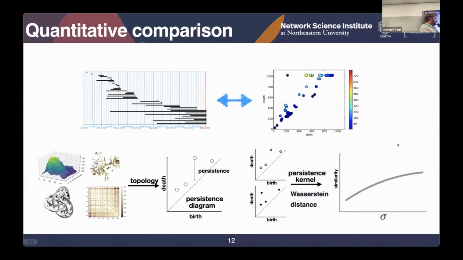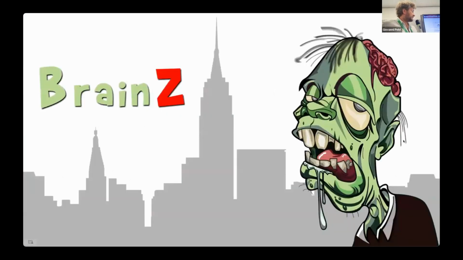You end up with something that looks like a persistence diagram. You measure distances, you can have kernel similarities that depend on parameters and so on, and then you do everything down the line, okay? Now, I've told you this, now you can forget it, because we're not going to use persistence diagrams anymore throughout the rest of the talk. And actually then the question becomes, why am I talking about this? And what does this have to do with brains, okay?